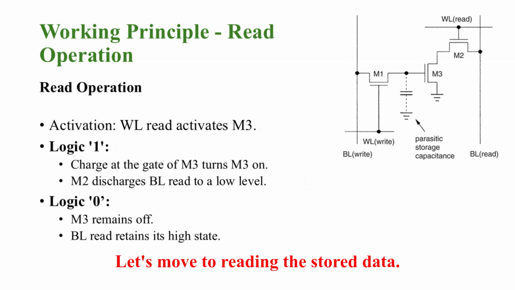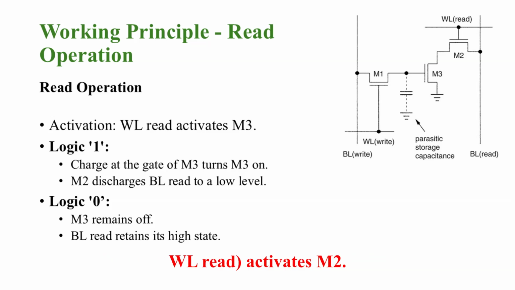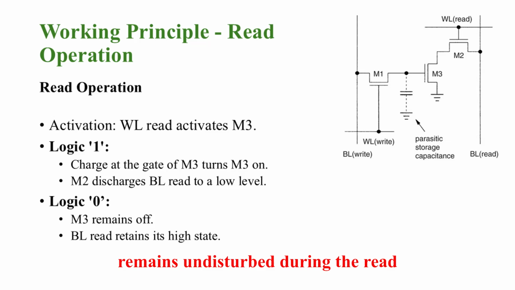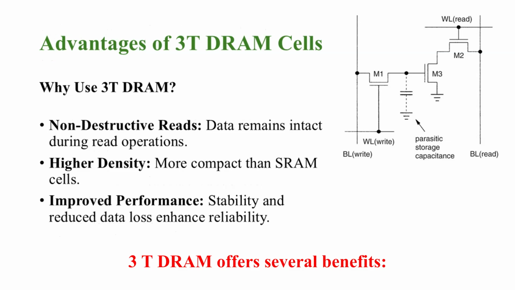Let's move to reading the stored data. For a read operation, the read word line, WL read, activates M2. If a 1 is stored, the charge at M3's gate turns it on, allowing BL read to discharge to a low level. If a 0 is stored, M3 remains off, and BL read retains its high voltage. This method ensures the stored data remains undisturbed during the read process, a major advantage over 1T DRAM.